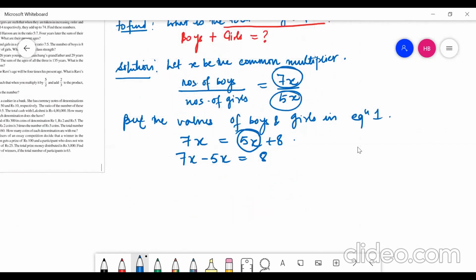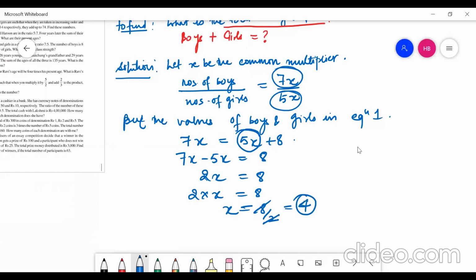So 7x minus 5x would be 2x. 2x is equal to 8. So what I will write, 2 into x is equal to 8. Now my next step is that I have to remove the coefficient of x so as to get x individually. To do that, I'm going to divide by 2 on both sides of the equation, or you can take 2 to the other side of the equation. Right now it is in multiplication. If we transpose this to the other side, it will be division. So x is equal to 8 divided by 2, which is 4.